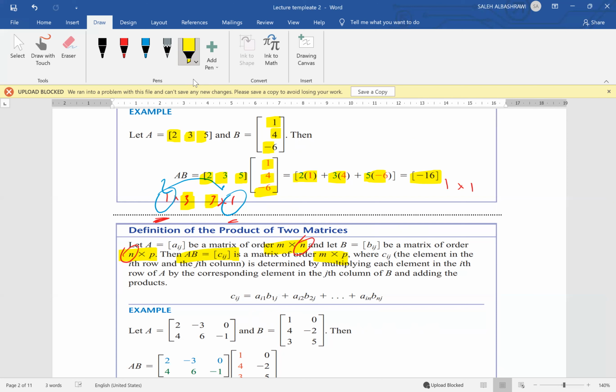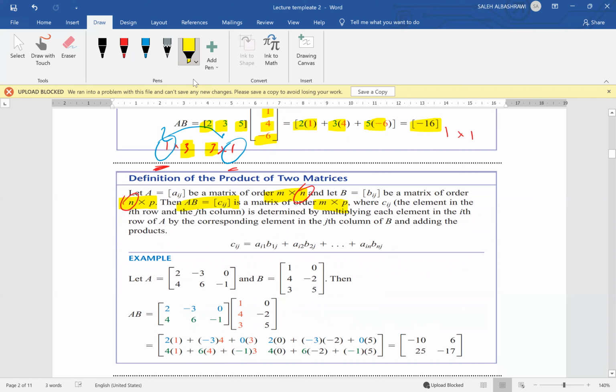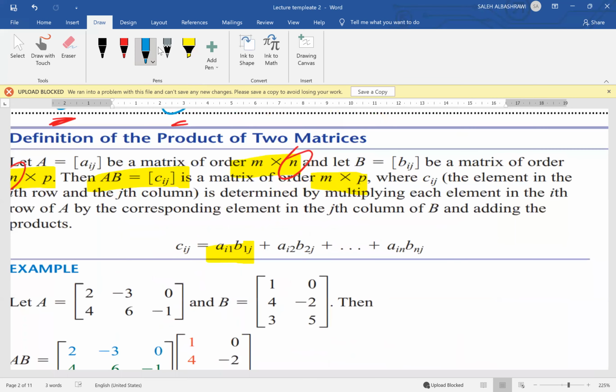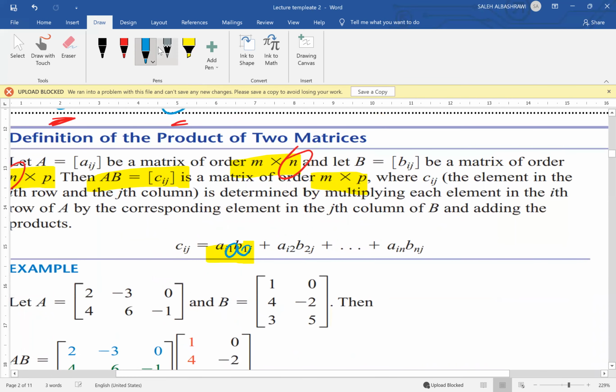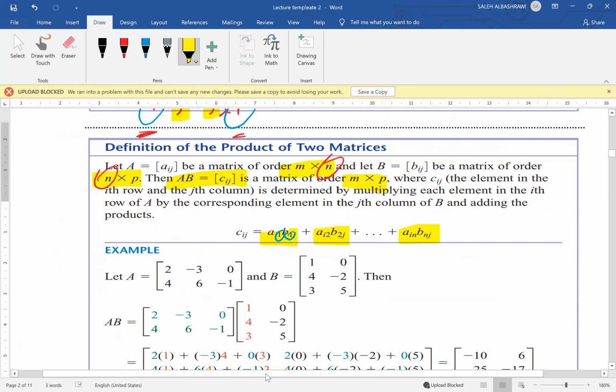Applying the same concept of the row matrix and column matrix, the definition for the product will be Cij equal to Ai1 B1j plus Ai2 B2j, up to Ain Bnj. This works because the number of columns equals the number of rows. Each Cij is given by this formula.